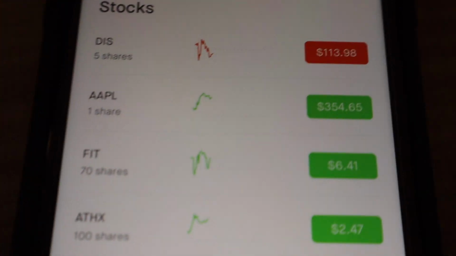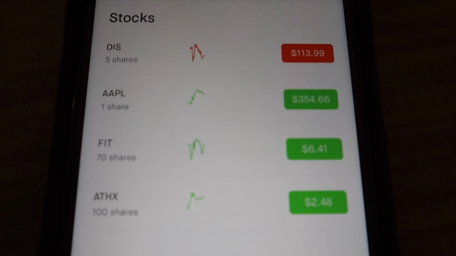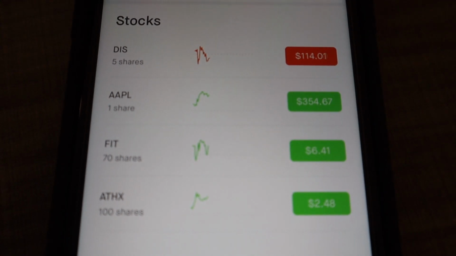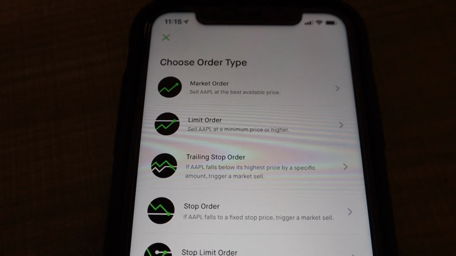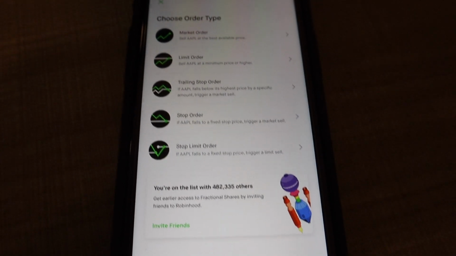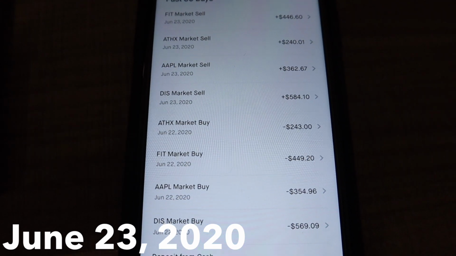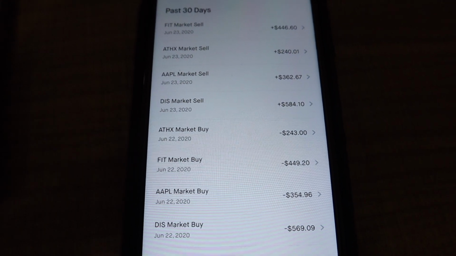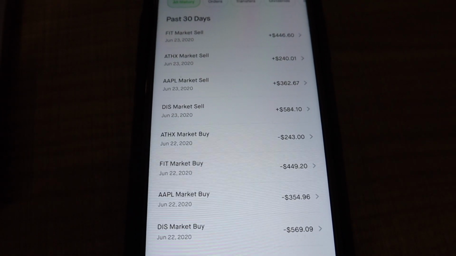As you can see here, on my Robinhood account, we got 5 shares of Disney, 1 share of Apple, 7 shares of Fit, and 100 shares of ATHX. And we'll sell that at market open tomorrow. But as you can see, there's not an option to do that, so we'll just have to do that manually tomorrow. So I just sold on market open, and I made about 18 bucks or something like that, so a little over 1%, but that's sort of what we expected based on the indicators.